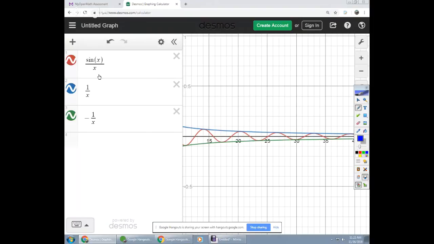So we have this squished wave. Isn't that awesome?